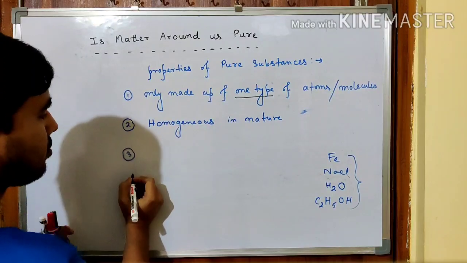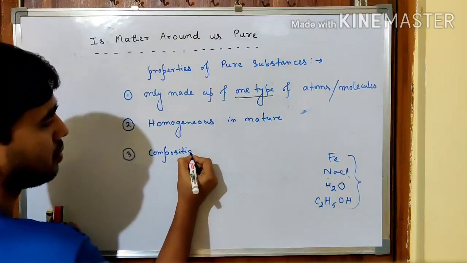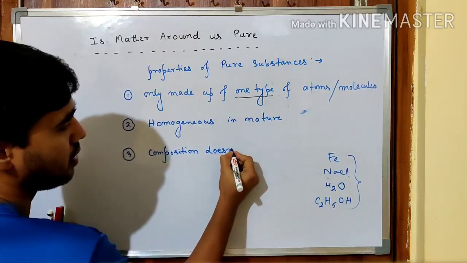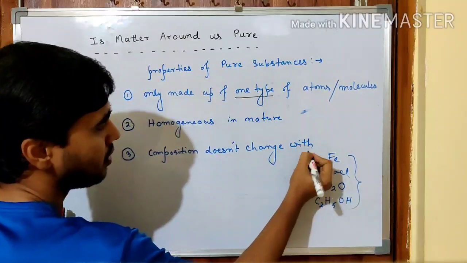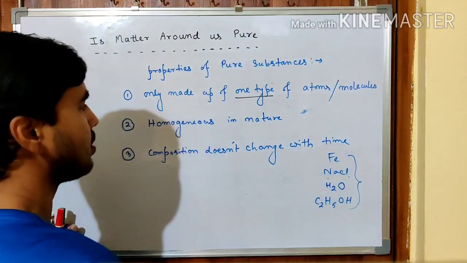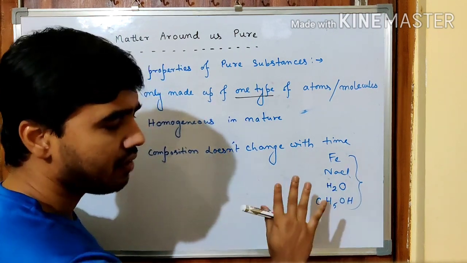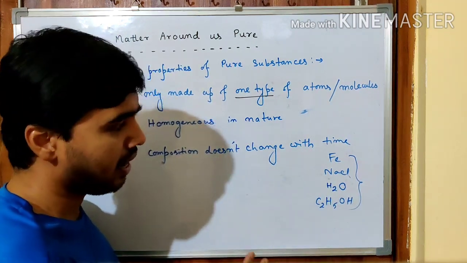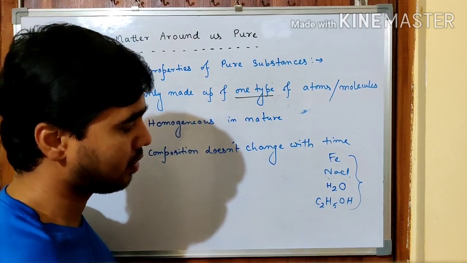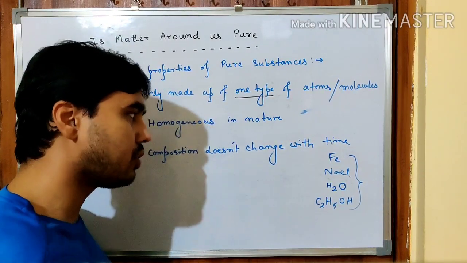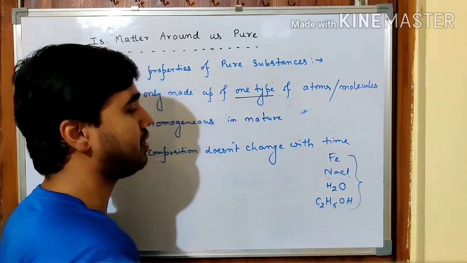Third, its composition does not change with time. Suppose water has a particular weight ratio, where oxygen and hydrogen combine with a particular amount of weight, or mass, you can say. That composition will not change. It will remain the same even if the time changes.